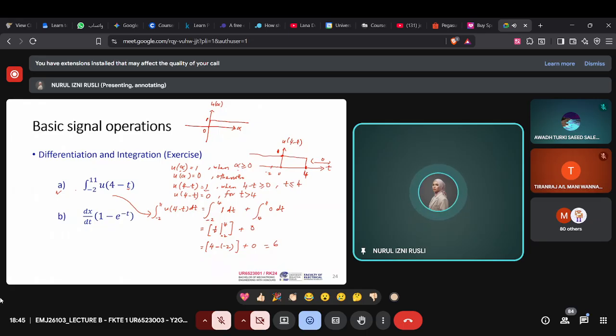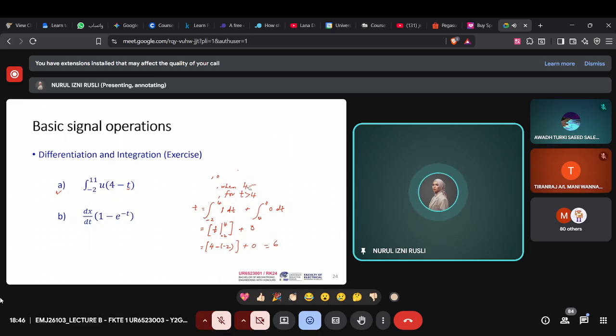So how about question B? For question B, you have the differentiation dx/dt of the function 1 minus exponential of minus t.